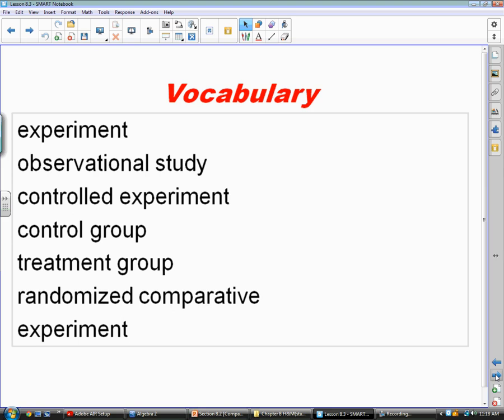Vocabulary that you're going to see me use, as you can see, there's been a lot of vocabulary this term: experiment, observational study, a controlled experiment, a control group, a treatment group, randomized comparative experiments, and just the plain experiment. Will there be a vocab section? I cannot remember at this time. I do know there's been a lot of terms, so it wouldn't surprise me. Okay?